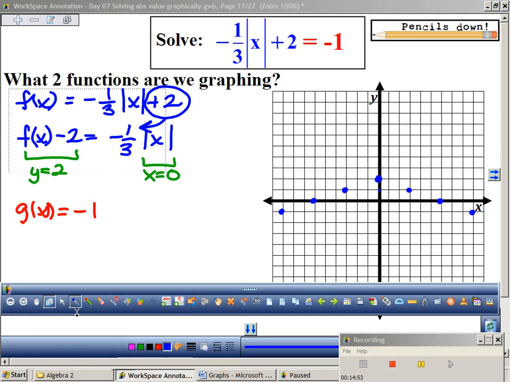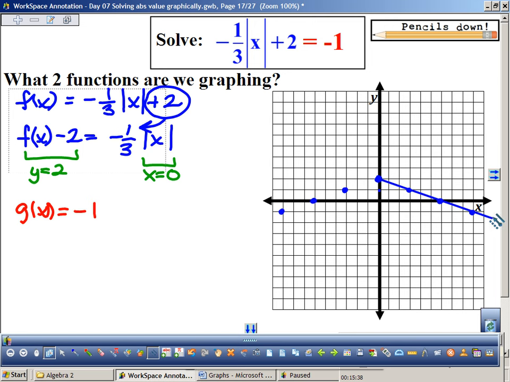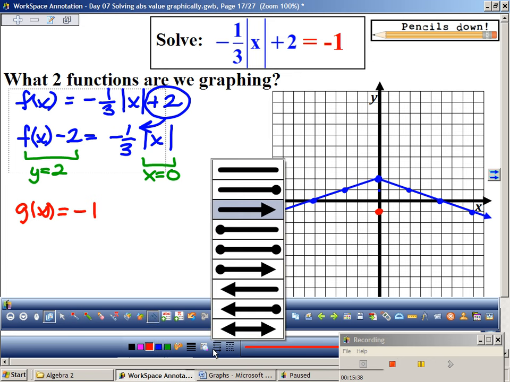Tired of talking. You guys need to get working. Graph both my intersections. Sorry, graph both my functions. There we go. This is negative 1. What, Philip?